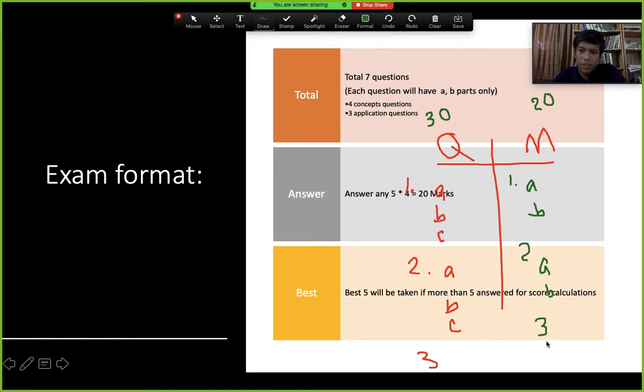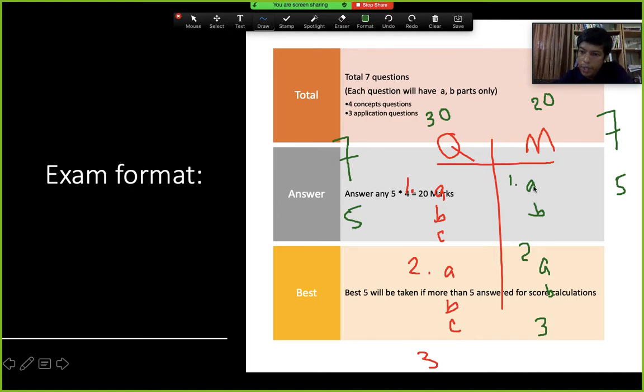In terms of other things, let's say how many questions we will give. In the quiz we give you 7 questions. In the midterm also we will give you 7 questions. In the quiz you have to answer 5 questions minimum. In the midterm also you will have to answer 5 questions. So in terms of that, it is the same. But if you answer more than 5, we will keep the best 5 as usual rule. The only difference is in the midterm there will be only A and B parts.